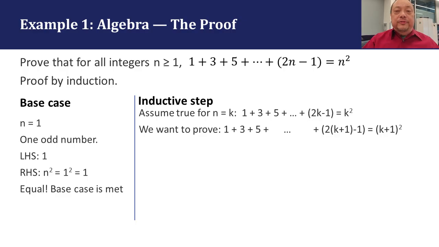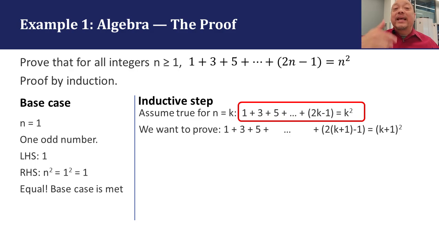Now let's do the proof. The key to proving the inductive step is that since we're given this assumption, I'm circling it, we should rewrite the second equation in such a way that it contains the assumption inside of it. We're given the k case for free. We should make use of it.